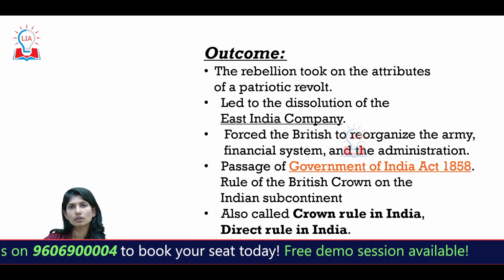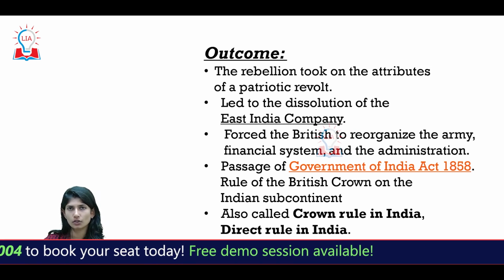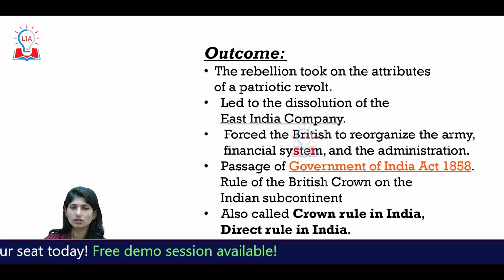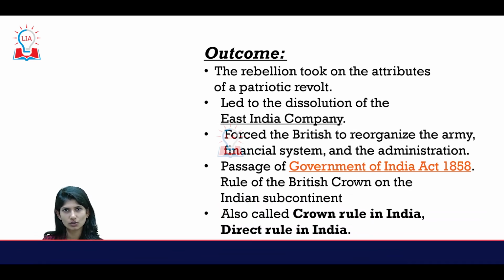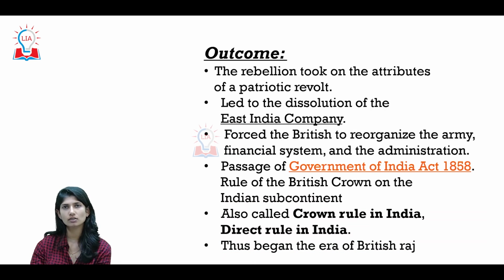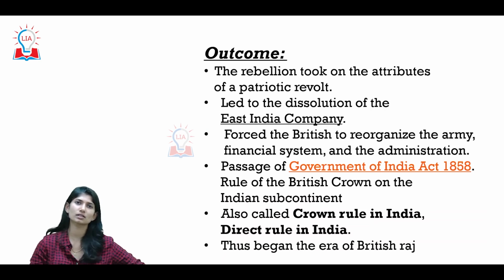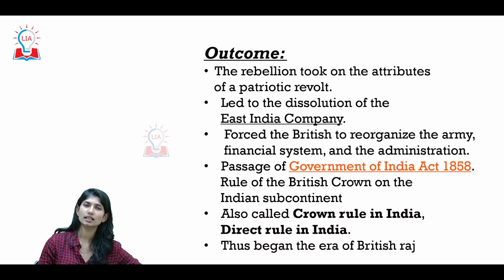Now, what was the outcome of this Sepoy mutiny or revolt? The rebellion took on the attributes of a patriotic revolt. Overtones of nationalism could be seen here. It led to the dissolution of the East India Company. The high horse, which came in around 1600, ended in 1857. Almost 250 years later, the EIC came to an end formally. It ended way back in 1833 itself, but it took us another couple of decades to bury it.